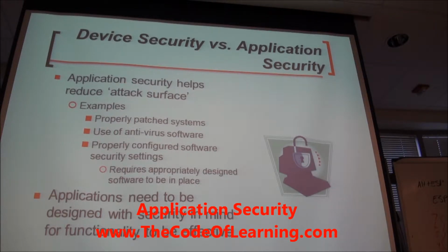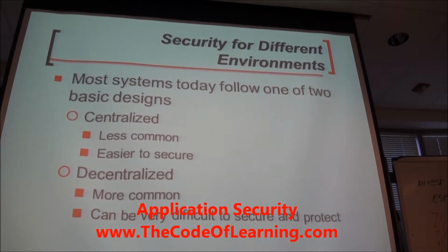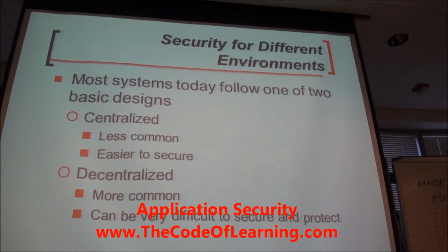Remember, you have people problems, process problems, and technology problems. So make sure your technology is configured and up to date, and latest and greatest. Make sure you have a process like change control, so you can control the software, and train the people too. So most systems today follow one of the two basic designs. You either have centralized or decentralized. Decentralized is a little bit more common, but difficult to secure because of the decentralized or distributed factor. Centralized is easier to secure because everything's in one location.